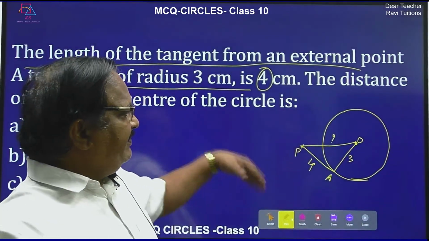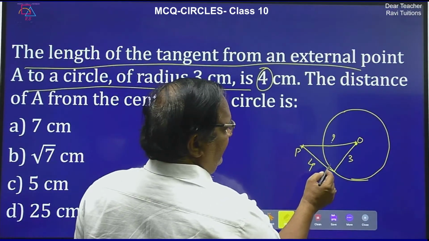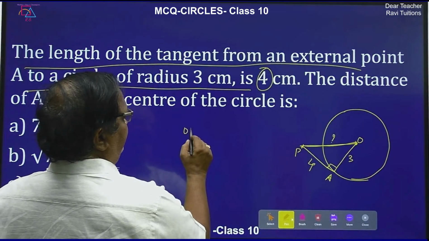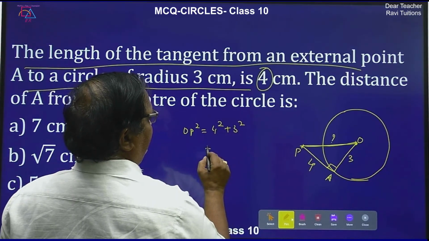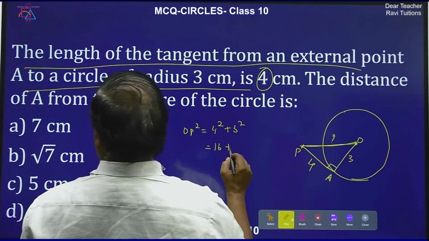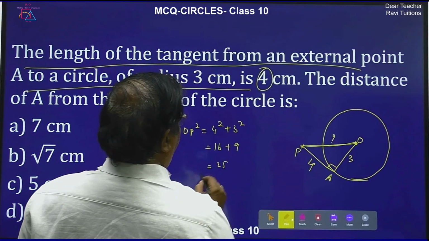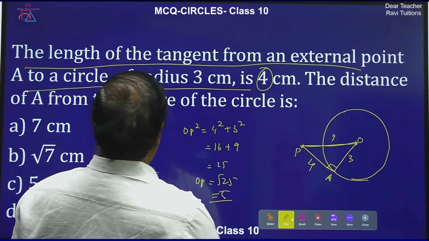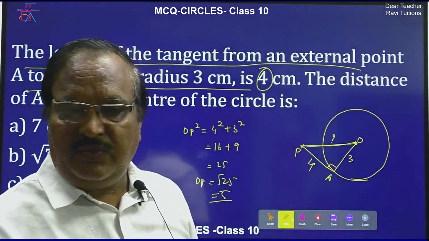Very simple. Previous question is there, no? This is a 90 degrees right angle triangle. Hypotenuse is asked. So OP square is equal to 4 square plus 3 square, 16 plus 9, 25. So OP is equal to square root of 25, 5. 5 is the answer. Okay.